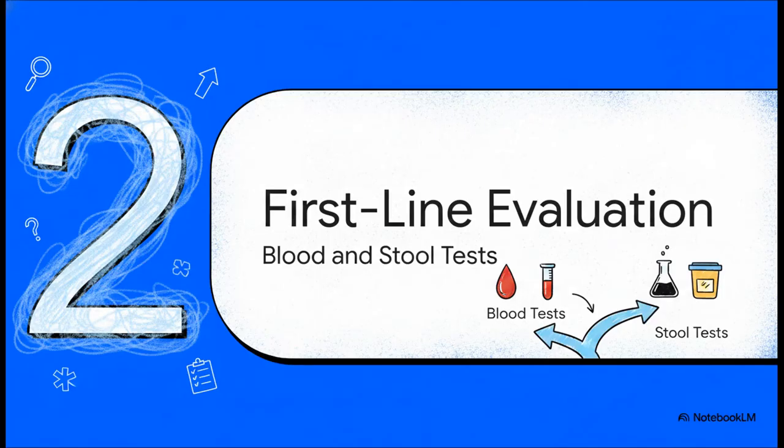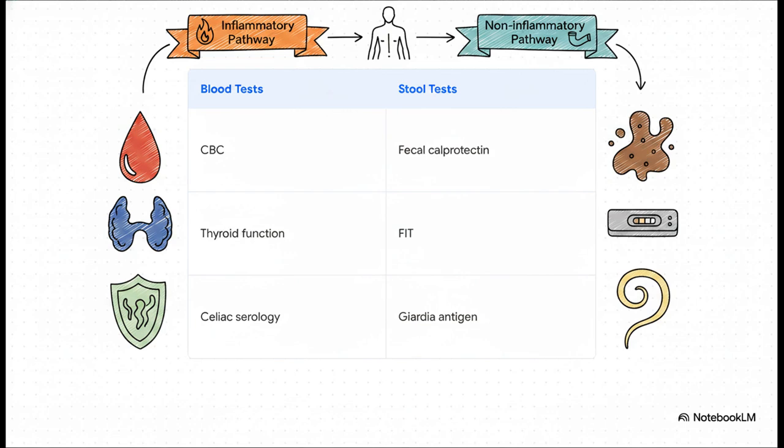So, assuming your patient does not have those immediate alarm features, we move to Section 2, first-line evaluation strategies. This is our first real fork in the road. For all patients without red flags, we deploy this specific first-line battery of blood and stool tests. On the blood side, you check a CBC, thyroid function, and celiac serology, specifically TTG-IgA. On the stool side, you're looking for fecal calprotectin, a fecal immunochemical test, or FIT, and a Giardia antigen test. The entire purpose of this initial sweep is super straightforward. We just need to firmly stratify the patient into either an inflammatory or a non-inflammatory pathway.